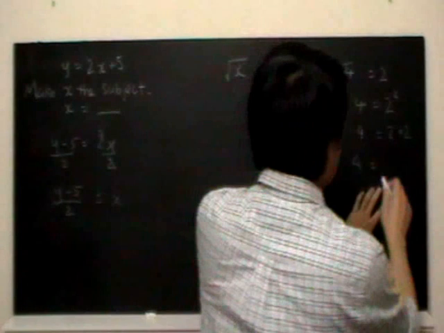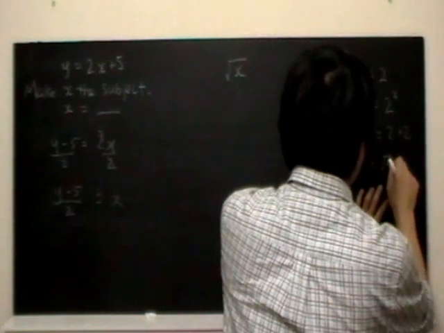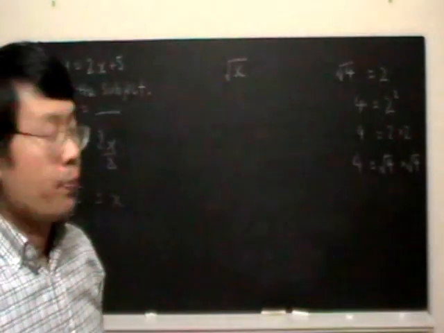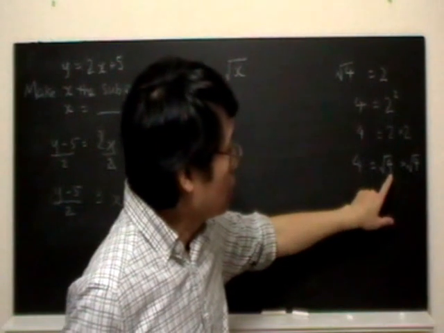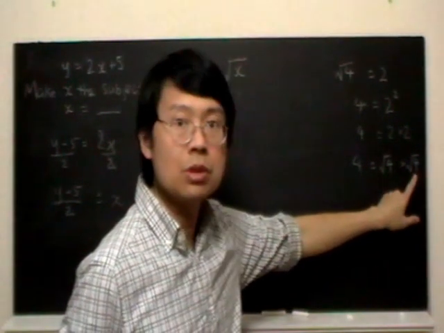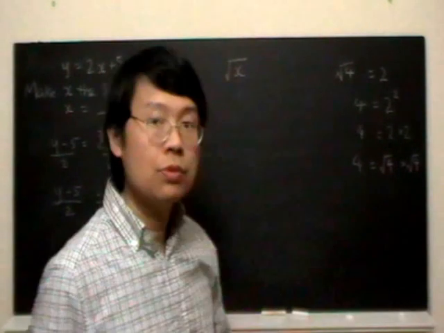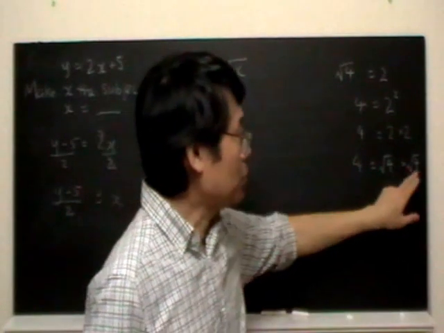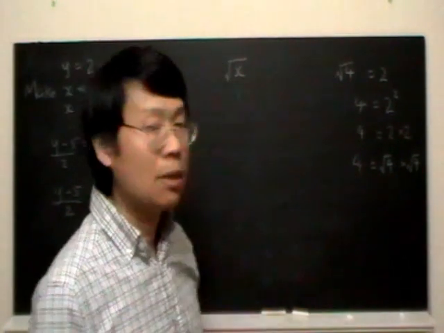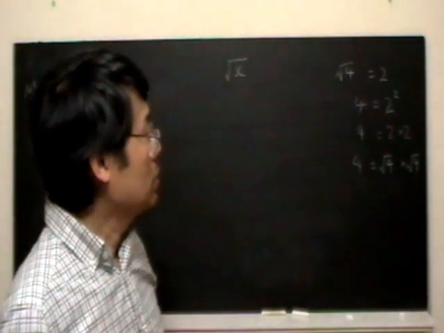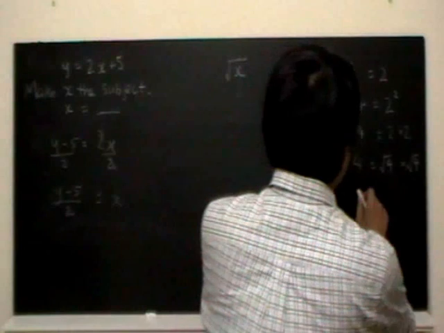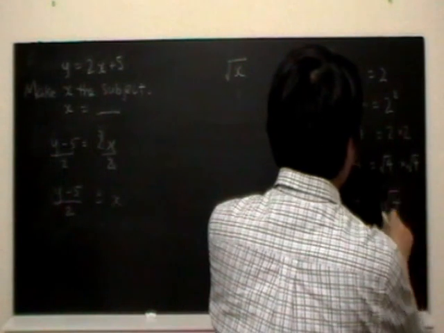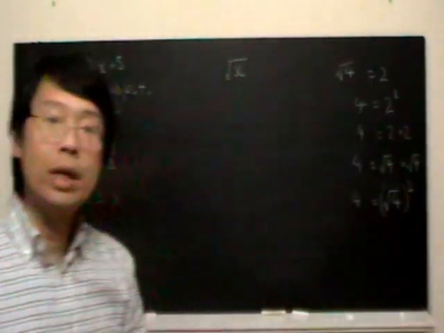So let me write it down here. What you see here is that the square root of 4 times the square root of 4 is equal to 4. Now that's a new way of looking at it. When you multiply two square roots together, you get back the number. I can also write this in this form. 4 is equal to the square root of 4, whole thing squared.